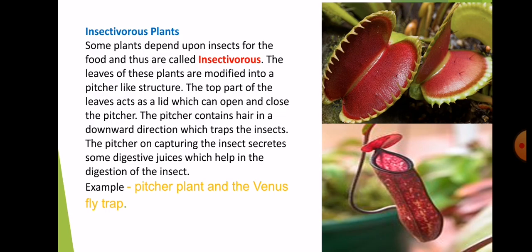The leaves of these plants are modified into a pitcher-like structure, that is, a pot-like structure. The top of the leaves acts as the lid, which can open and close the pitcher. The pitcher contains hairs inside it in the downward direction. So when some insect goes inside, it gets trapped in the hair.